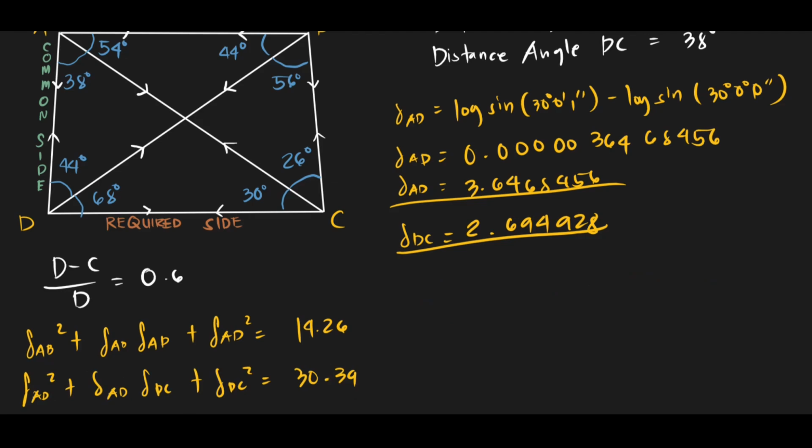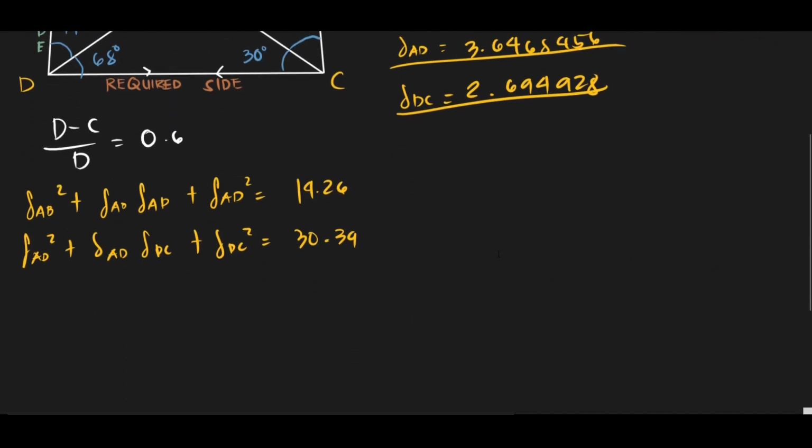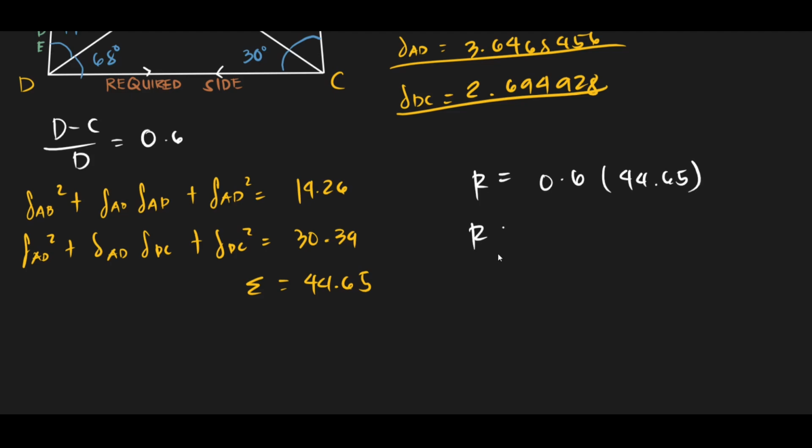Okay. So now we will take their summation. Okay, let's go down here. Their summation will be 44.65. Okay. Now, if we calculate our formula, the strength of figure will be 0.6 multiplied by 44.65. Now, R will be 26.79. Okay, this is our R.